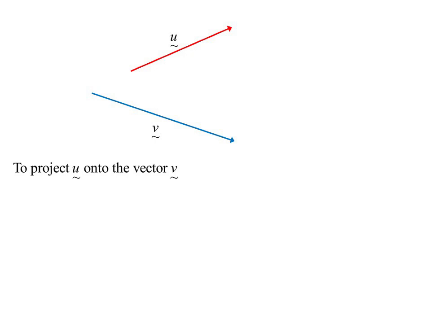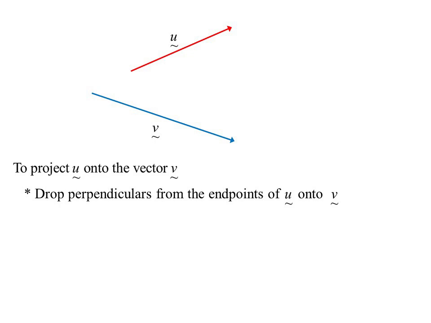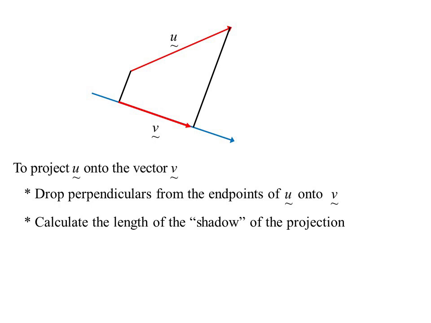Well, it's like getting a light, if you like, behind the vector that you're projecting on and imagining what the shadow would be on the new vector. So what we do is we drop perpendiculars to the other vector, and it will create a new vector on there. Then we have to calculate the length of the shadow, if you like.